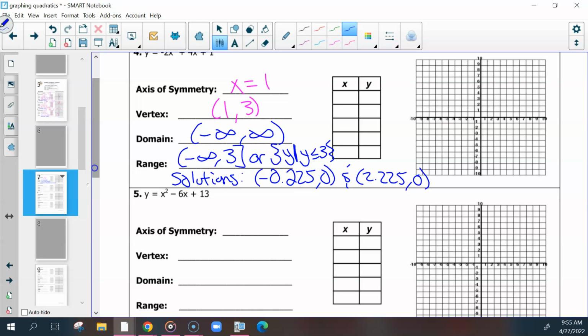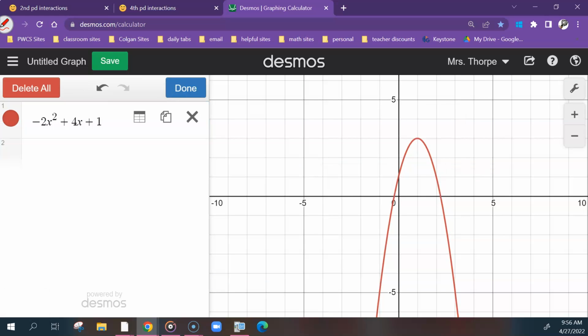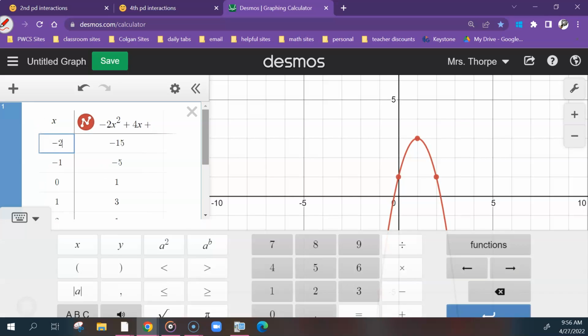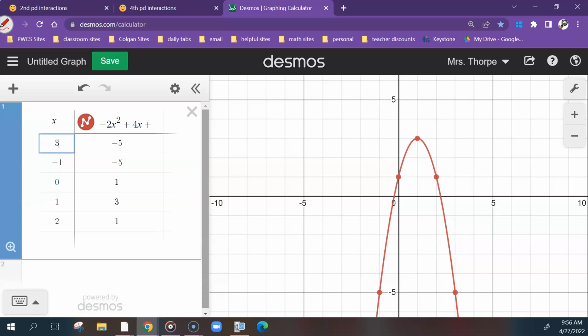To fill out those points for your table on Desmos, you would do this. Go into your gear wheel, change this to a table. It's going to give you 5 random points, and these are usually the 5 they give you. You don't always need the points they give you. So like this negative 2, negative 15, we don't want that one. We do want 1, 3, and we want to go backwards 2 and forwards 2. So we need 3. So I'm going to change this one to 3, and it will tell me what my y value would be. And then I could write those in my table.